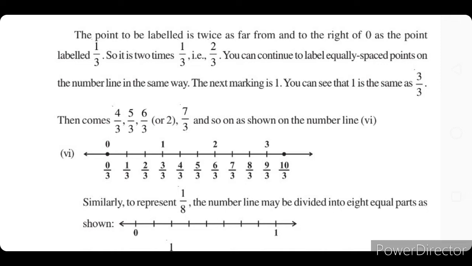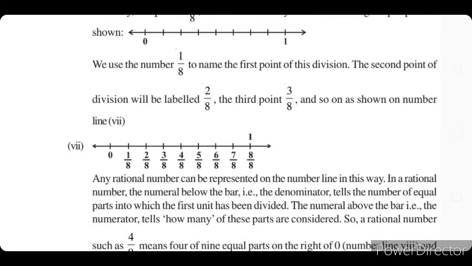So it means these 1 by 3, 2 by 3 are between 0 and 1. And similarly between 1 and 2, 2 and 3. So there are many numbers between these given whole numbers. So we can show the rational numbers on the number line like this, but the denominator should be equal. Let us see one more example.